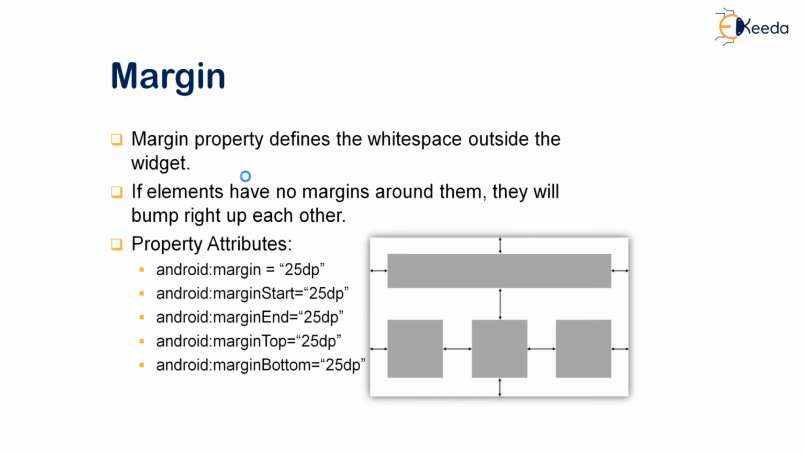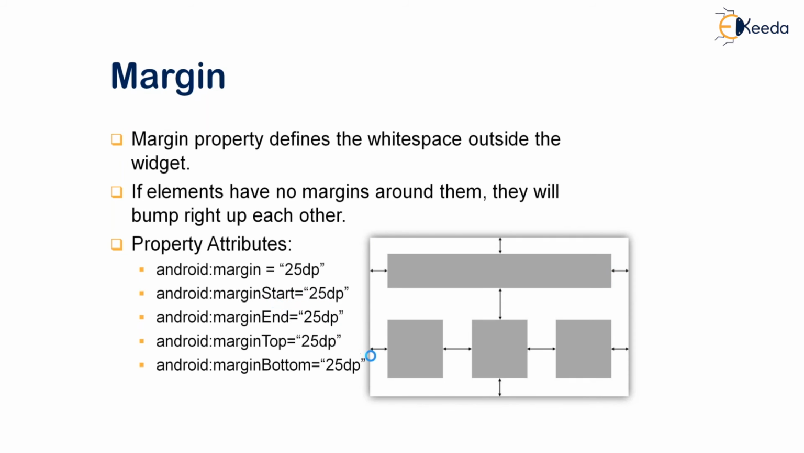Next, margin. Margin is a property which defines the white space outside of the widget. If there are no margins specified for the elements we are using in a layout design, then those two are automatically going to bump into each other. As usual, margin is going to create the white space on all sides of your view. Earlier it was all sides of the content; here it is going to be outside of the widget or view.